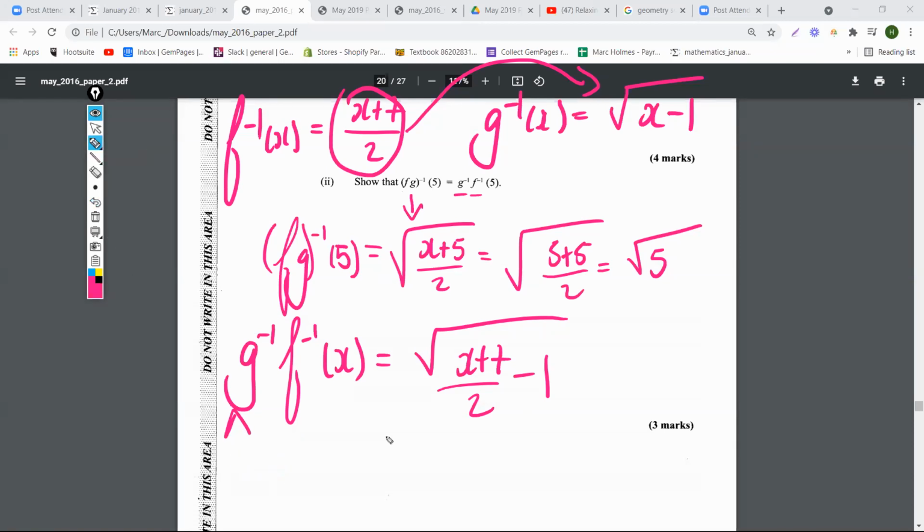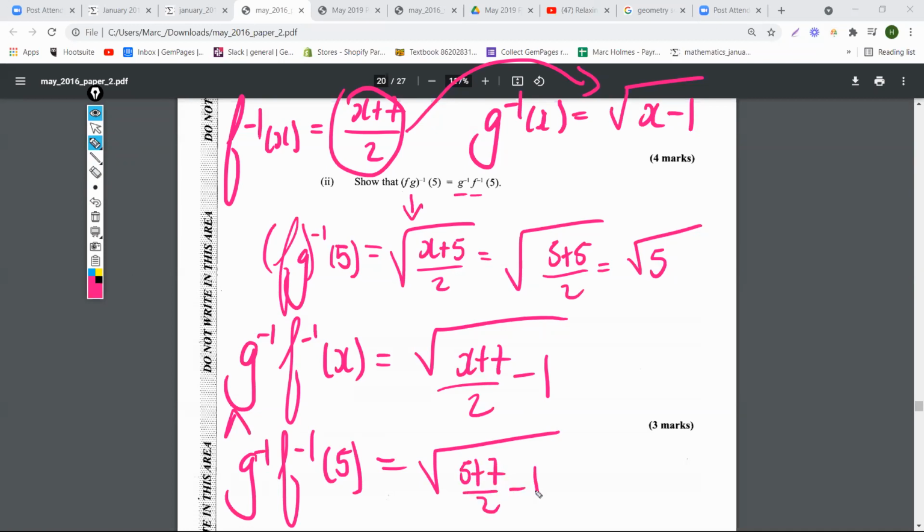And then we're going to put a 5 in there now. So we need to set g to the -1, f to the -1 of 5. And we're going to put 5 where the x is. So we're going to get the square root of 5 plus 7 over 2 minus 1.